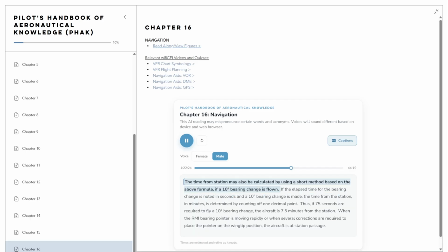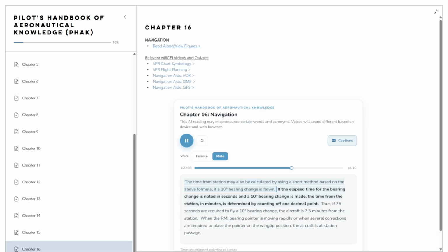The time from station may also be calculated by using a short method based on the above formula, if a 10 degrees bearing change is flown. If the elapsed time for the bearing change is noted in seconds and a 10 degrees bearing change is made, the time from the station, in minutes, is determined by counting off 1 decimal point. Thus, if 75 seconds are required to fly a 10 degrees bearing change, the aircraft is 7.5 minutes from the station.